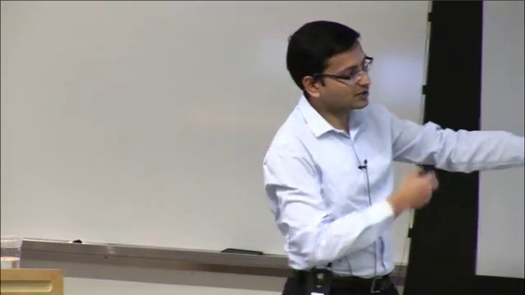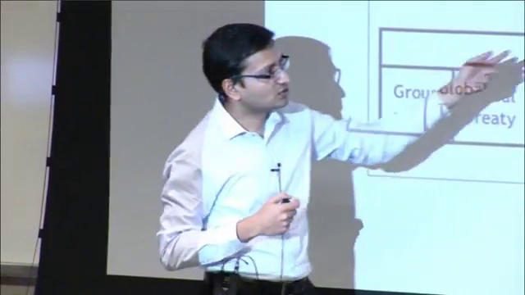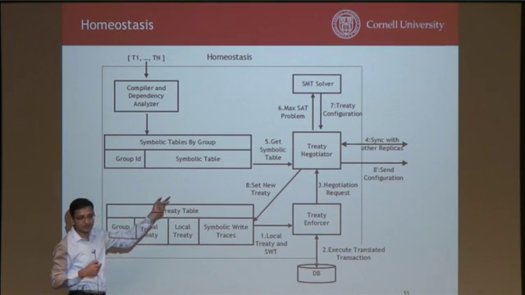And we construct a giant symbolic table for each such interdependent group of transactions. We maintain a treaty for each such group. So whenever a transaction is executed, the treaty enforcer allows a local execution if the local treaty is not violated. If it is violated, then it initiates a round of negotiation.